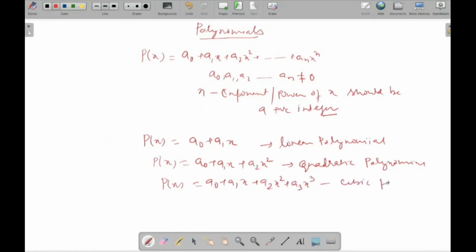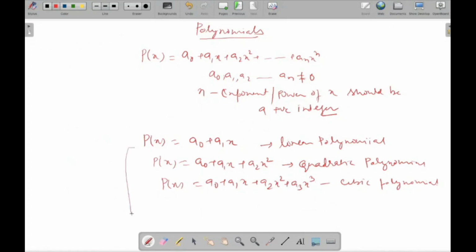So what we are doing here is looking at the highest power of x in each of these expressions, and based on that we decide what the name would be. The highest power of x was 1, then 2, then 3. Because of 2 it's called quadratic, quadrat meaning 2, and because of 3 it's called a cubic polynomial.